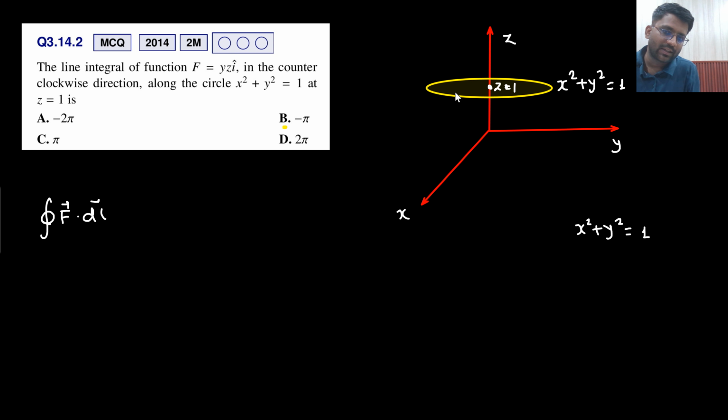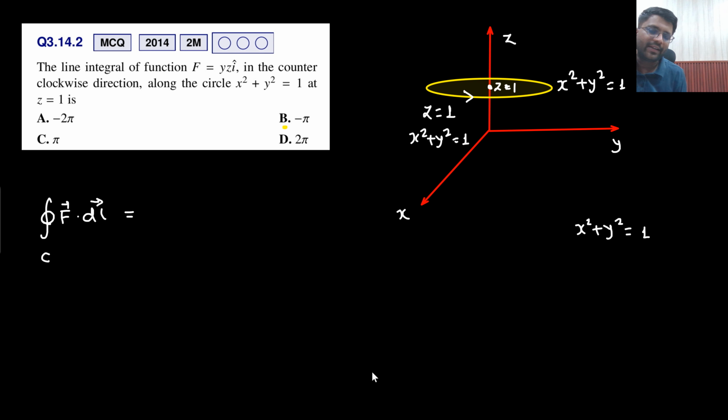So on this circle, and in which direction? Counterclockwise means like this. So on this particular circle, what is the value of z? The value of z is 1. And what is the value of x and y? That is x square plus y square equals 1. So what are you supposed to calculate? f dot dl.